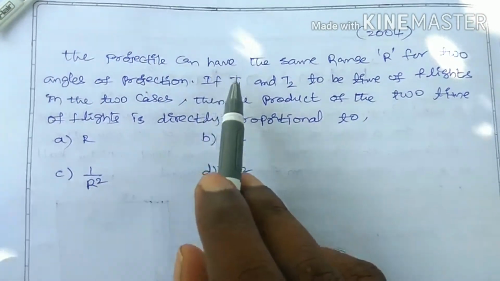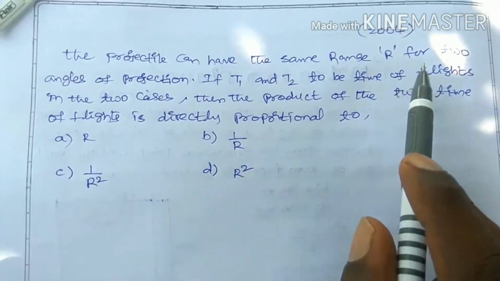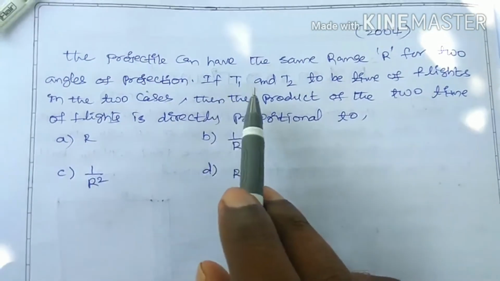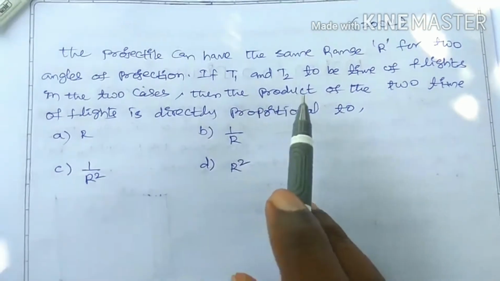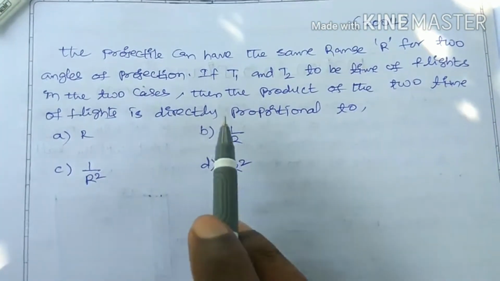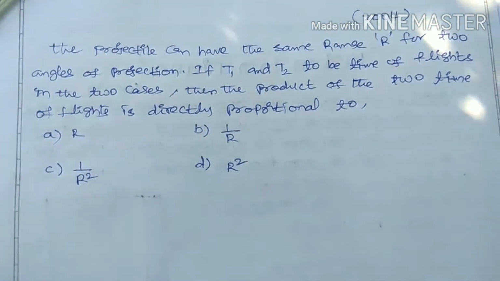Here is the next question, which was asked in 2004. A projectile can have the same range for two angles of projection. If t1 and t2 are the times of flight in the two cases, then the product of the two times of flight is directly proportional to.